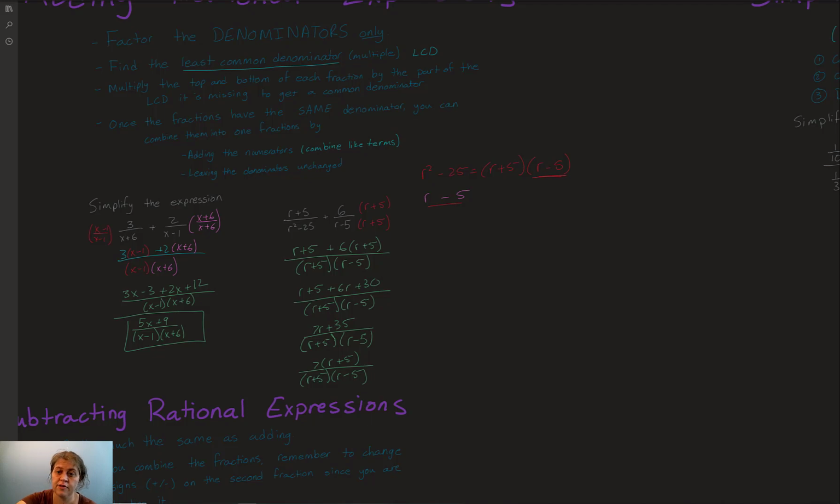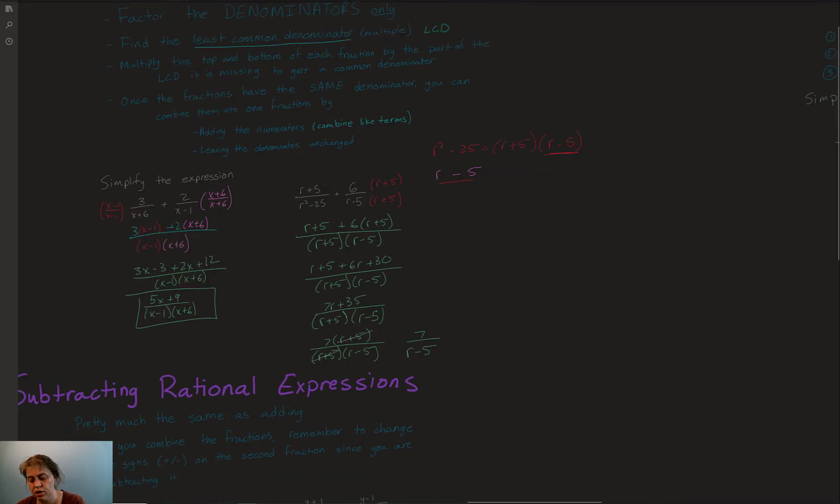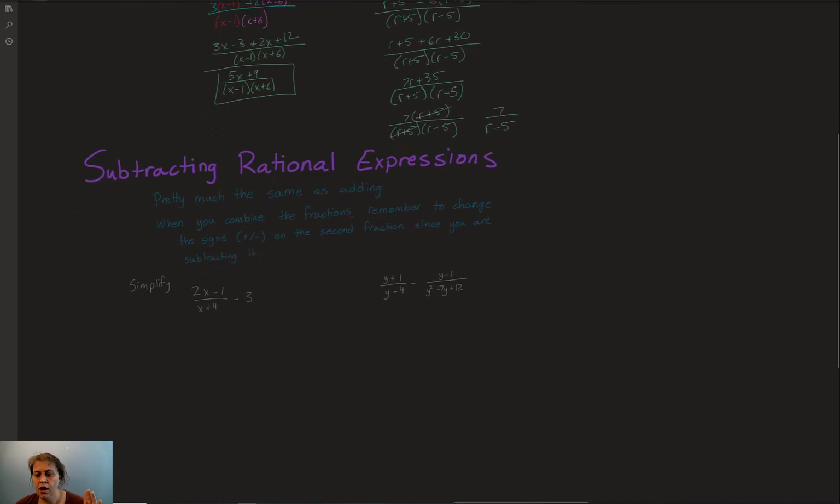And then I have something that I can factor, the r plus 5s, and I am left with 7 over r minus 5. If you went the other route and did the kind of cross multiply thing, it would still work out. You would just end up with more things that you would then have to clean up, which is fine. Subtracting rational expressions, pretty much the same thing as adding. Just remember that when you combine the fractions, you have to change all of the positive negative signs because of that subtraction thing.